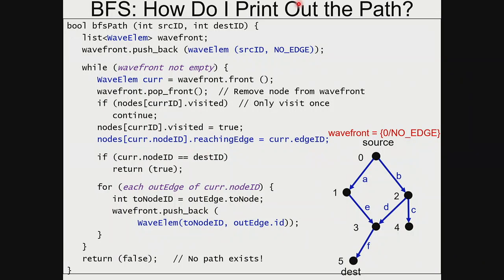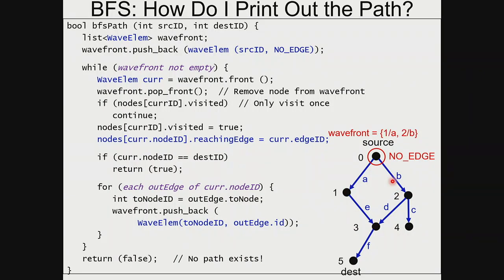Okay, so let's visit this graph again, but with the additional information. We are starting at the source. We are populating the wavefront with the node ID 0 and the edge ID no edge, because at the source there is no edge we used to reach that node, right? Okay, we visit the source by removing it from the wavefront. And now we will push nodes 1 and 2 to the wavefront.